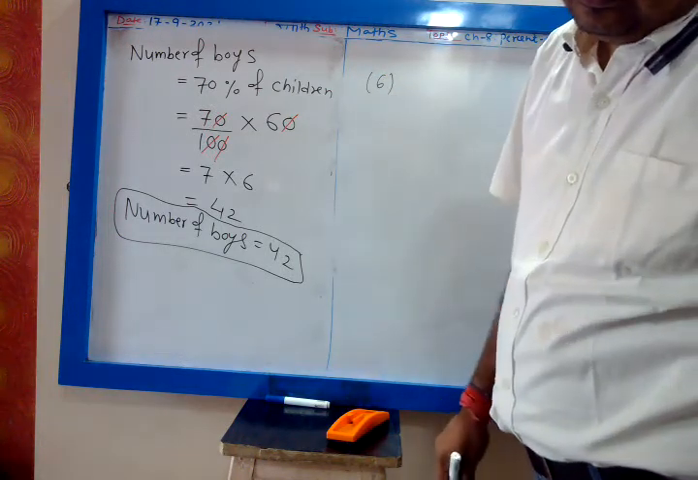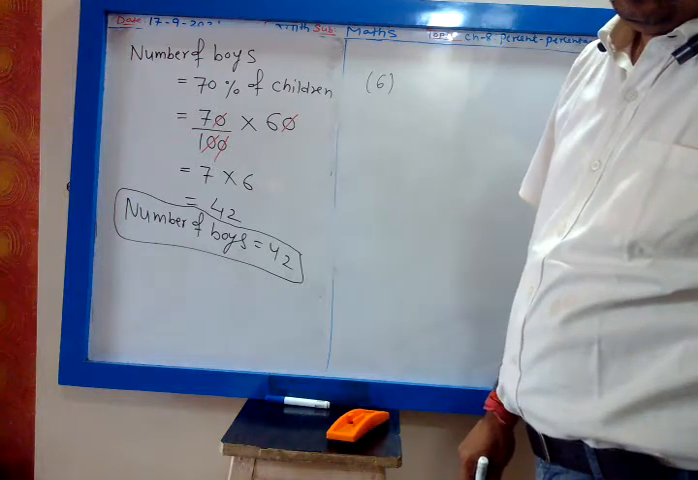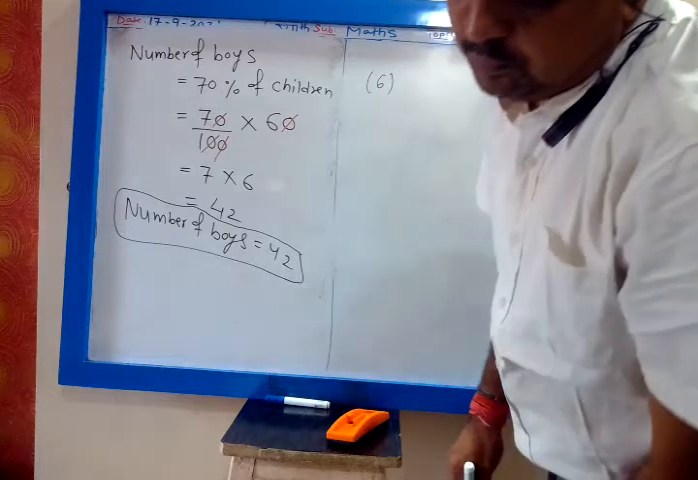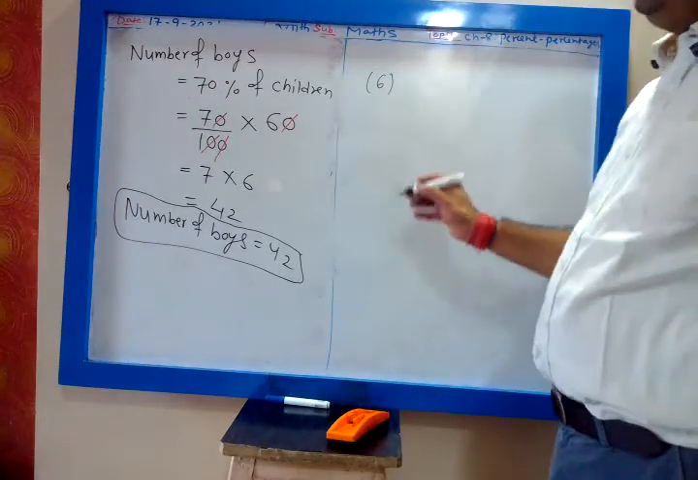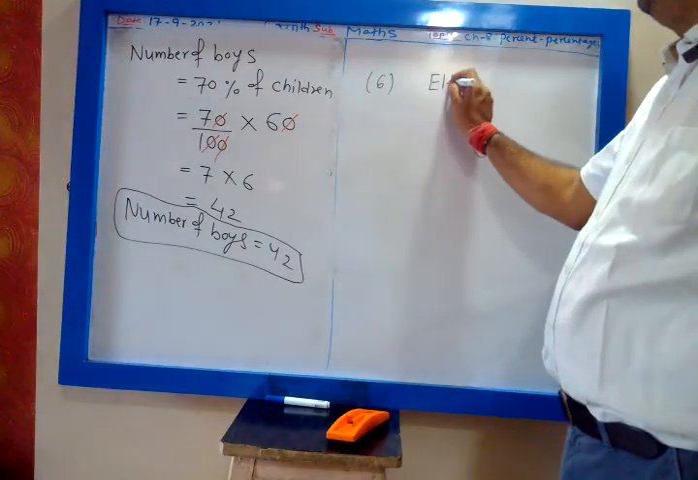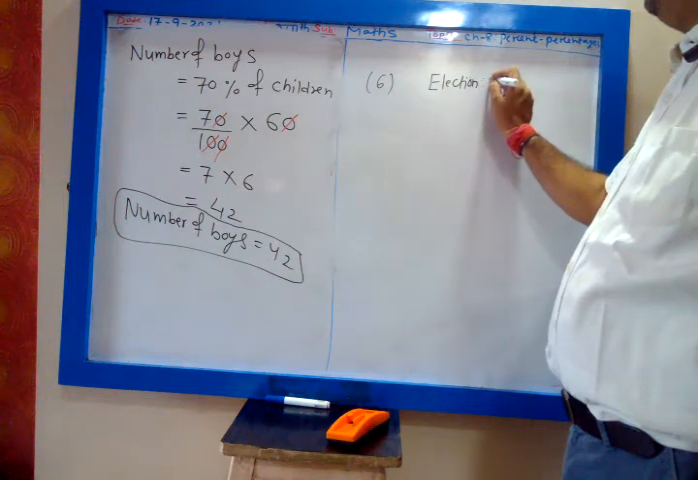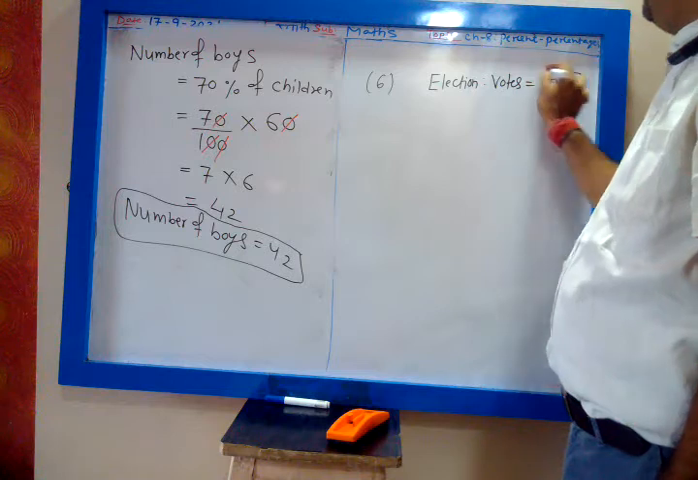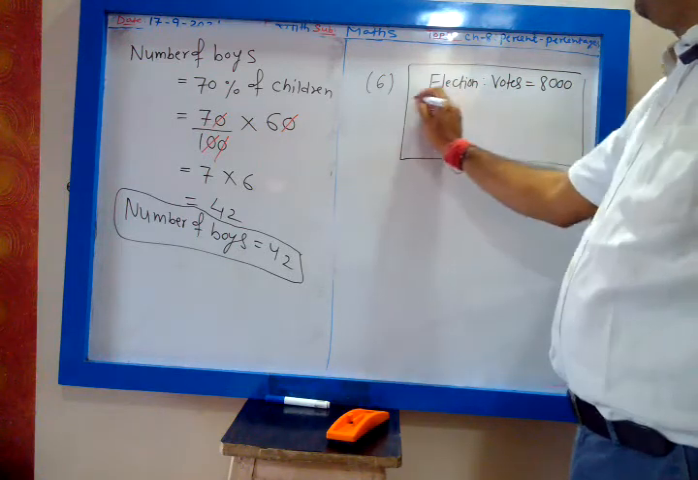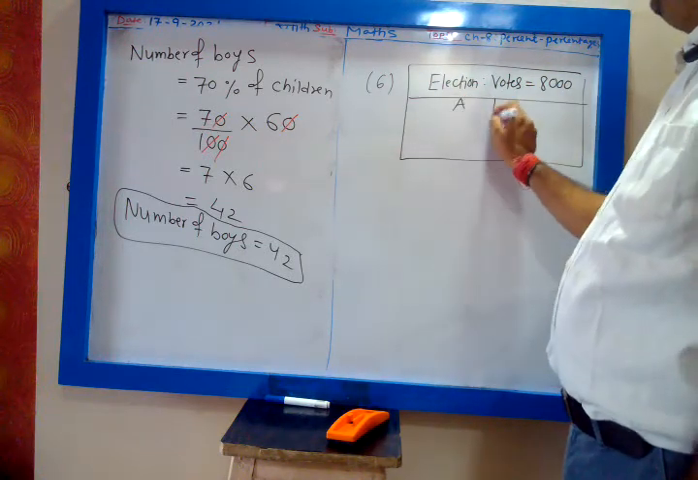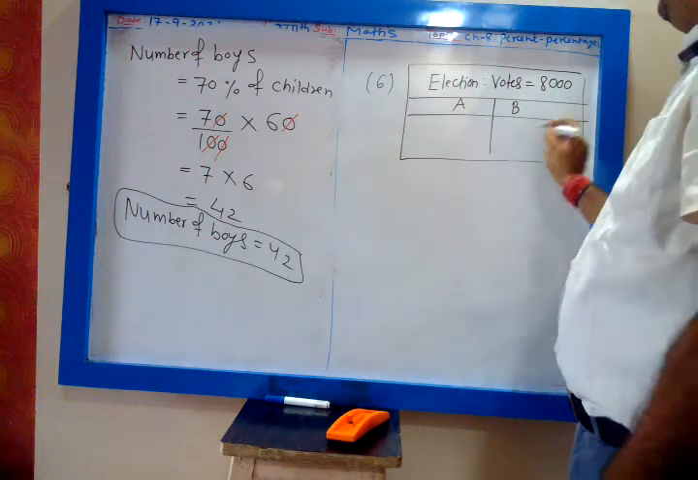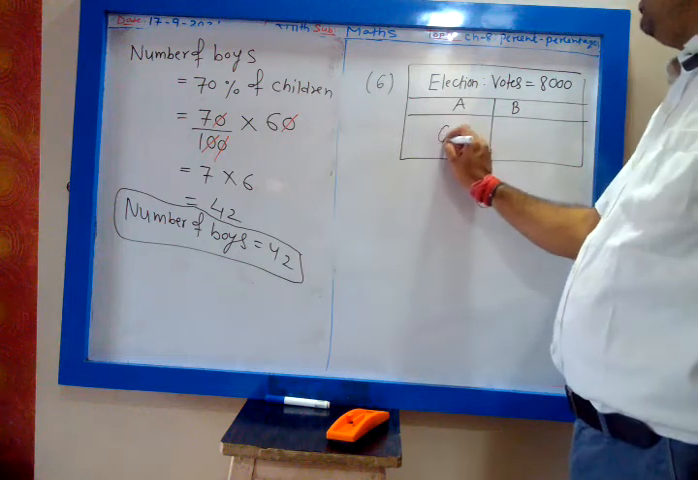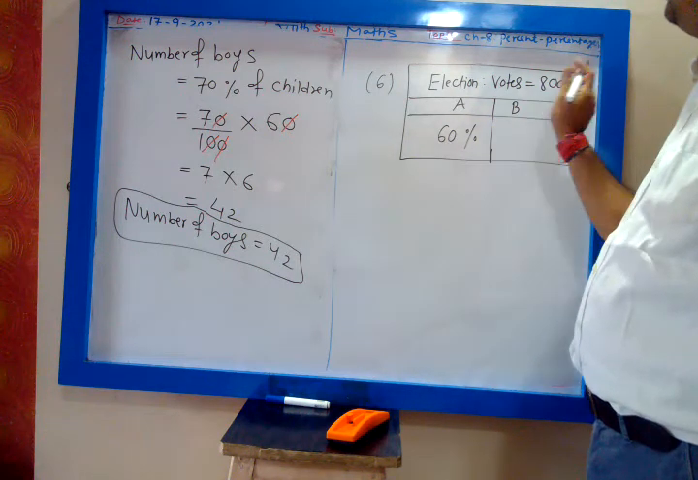In an election, two candidates A and B contested. A got 60% of votes. The total votes polled were 8,000. So in the election, total votes is 8,000. Out of these 8,000 votes, there are two candidates A and B. A has got 60% of the total votes, that is 8,000.